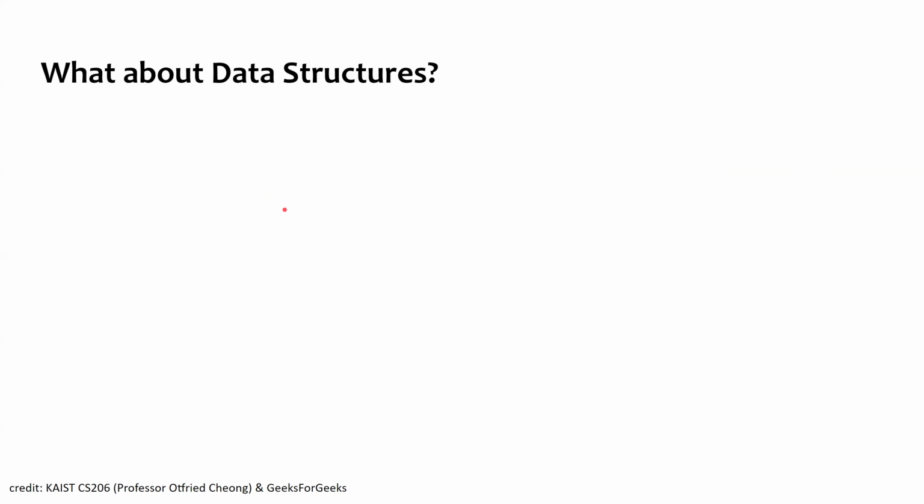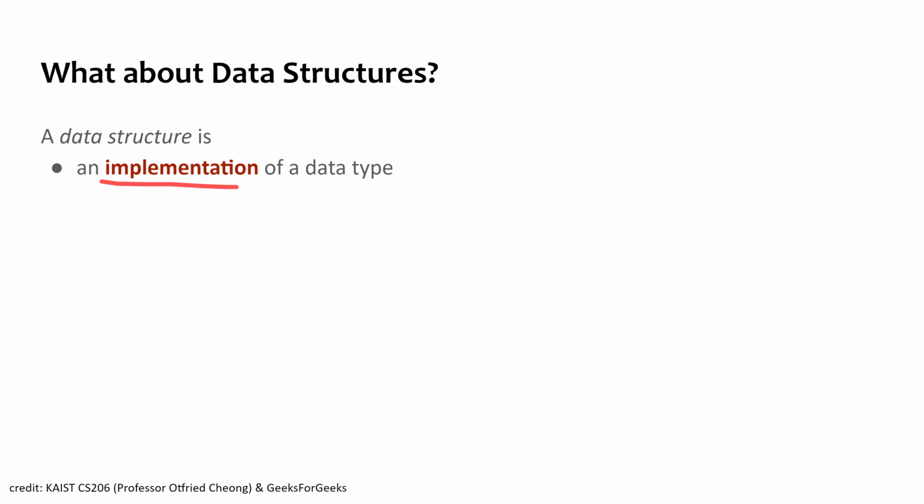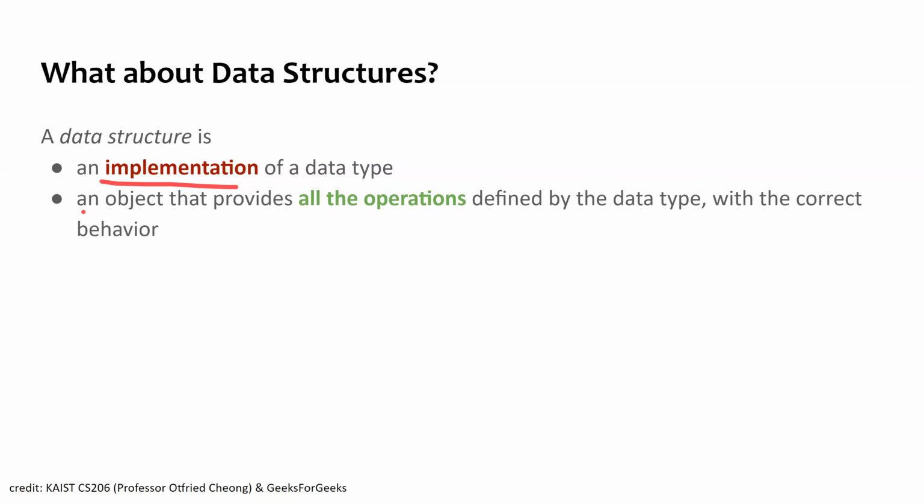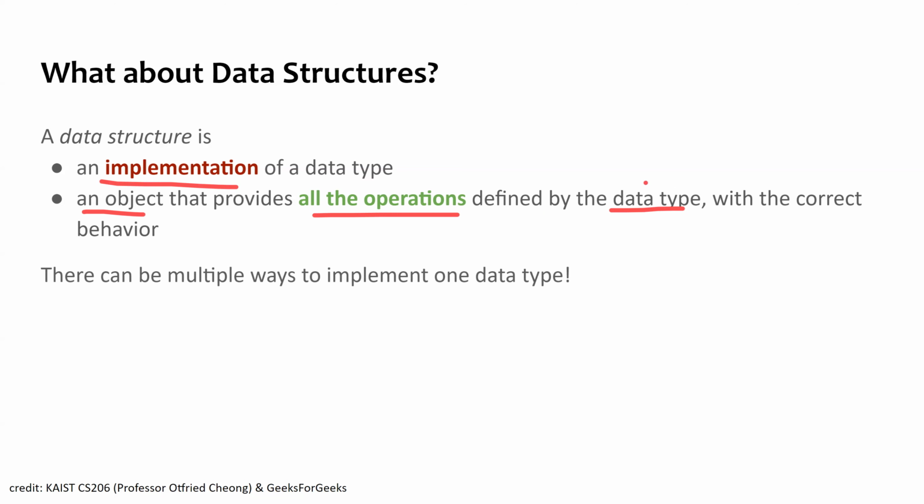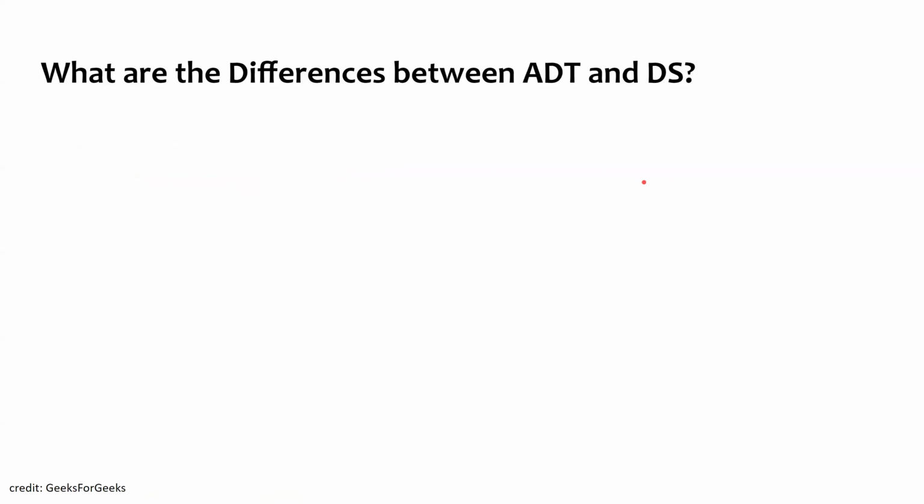What about data structures? This course is named Data Structures, and in this class, I suddenly started to talk about abstract data types. What are the differences between data structures and abstract data types? A data structure is an implementation of a data type. A data structure is an object that provides all the operations defined by a data type with the correct behavior. And there can be multiple ways to implement one data type.